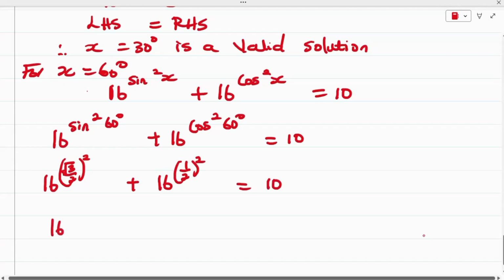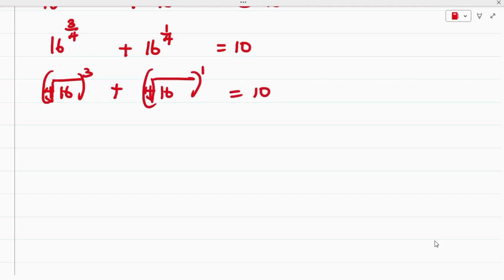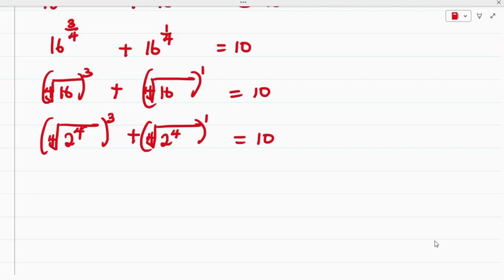So we have 16 raised to the power of 3 over 4, if you take the square of both the numerator and denominator, plus 16 raised to the power of 1 over 4, and this is equal to 10. So we can easily express this as the fourth root of 16 all raised to the power of 3 plus the fourth root of 16 all raised to the power of 1, and this is equal to 10. So the fourth root of 16 in terms of 2 is 2 raised to the power of 4, and this is raised to the power of 3, plus the fourth root of 16 in terms of 2 is 2 raised to the power of 4 all raised to the power of 1, and this is equal to 10. So this cancels out this, so we have 2 raised to the power of 3 plus, this cancels out this, we have 2 raised to the power of 1, which is equal to 10.